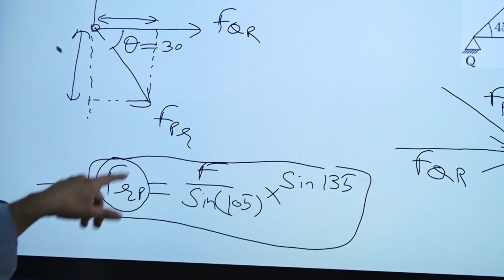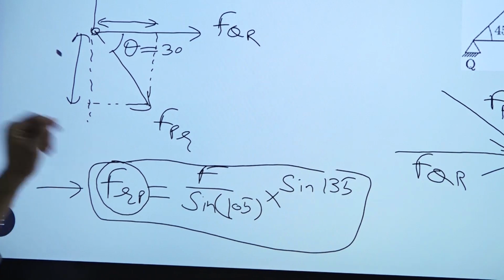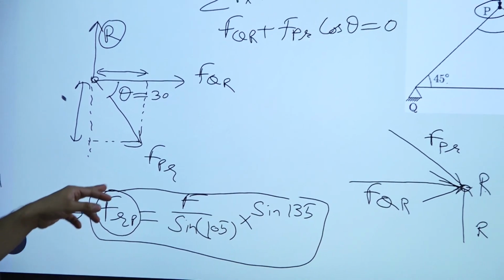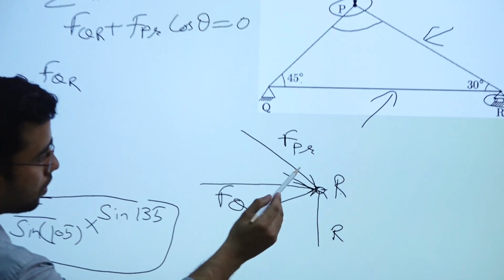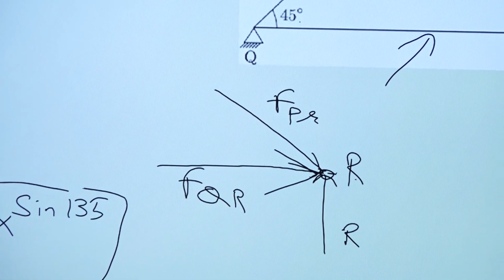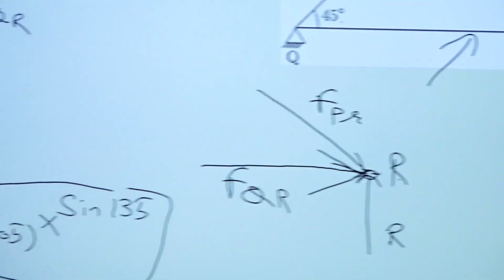FPR and RP both will be the same, okay? And the direction we have already changed. Here you can see the direction of FPR is downward, but this one we calculated for the upward direction. So we have already changed the direction here, right? So again we don't have to change the direction by putting a minus sign.